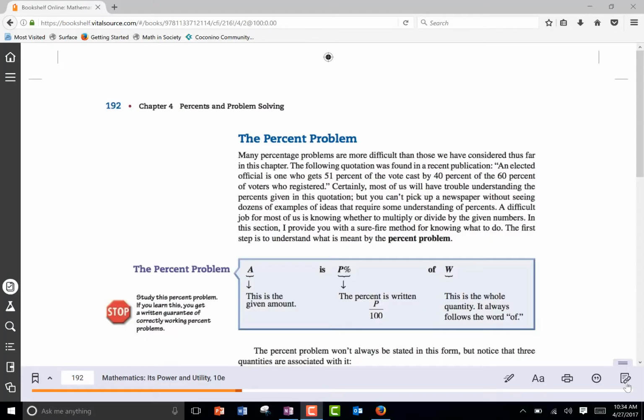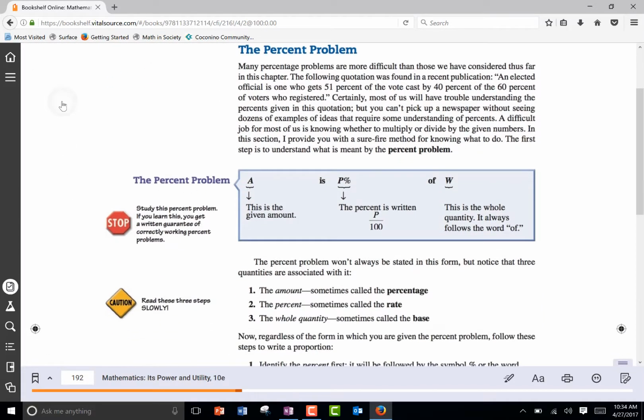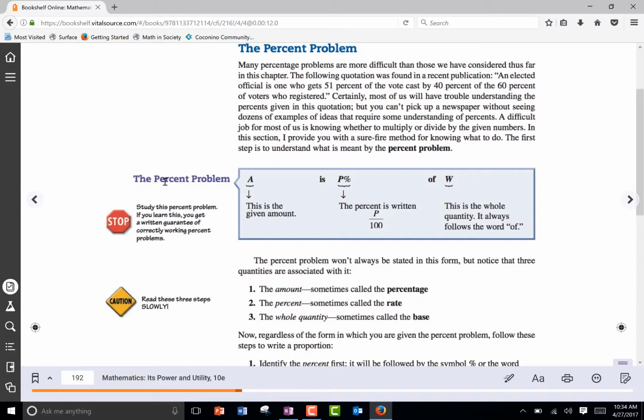Now we're looking at section 4. Your outline says to read page 192. And what I want you to pay specific attention to is this sentence here that talks about the percent problem. A is P% of W.